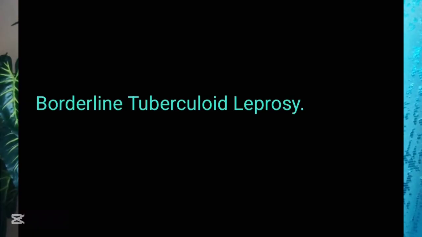The lesions of the borderline tuberculoid leprosy usually contain few of the Mycobacterium leprae, that is between 0 to 2. This is because it occurs in individuals that have a competent immunity. So the immune system tends to eliminate majority of the Mycobacterium leprae. That is why there are few in these lesions.